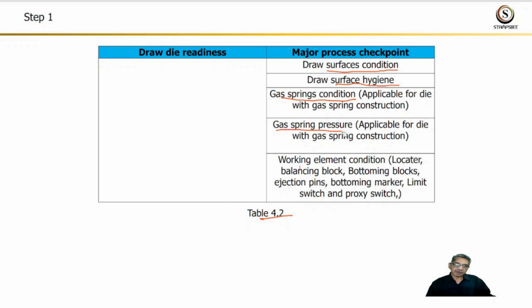Gas spring pressure. It should be at the mean value of the pressure window, that is plus minus 10% of the proven pressure. Working element condition. All working elements should be in working condition.